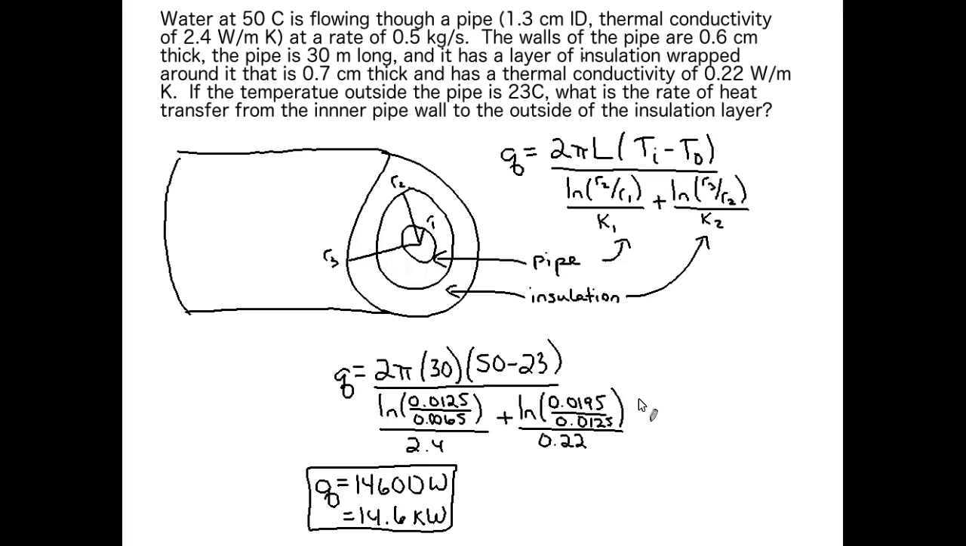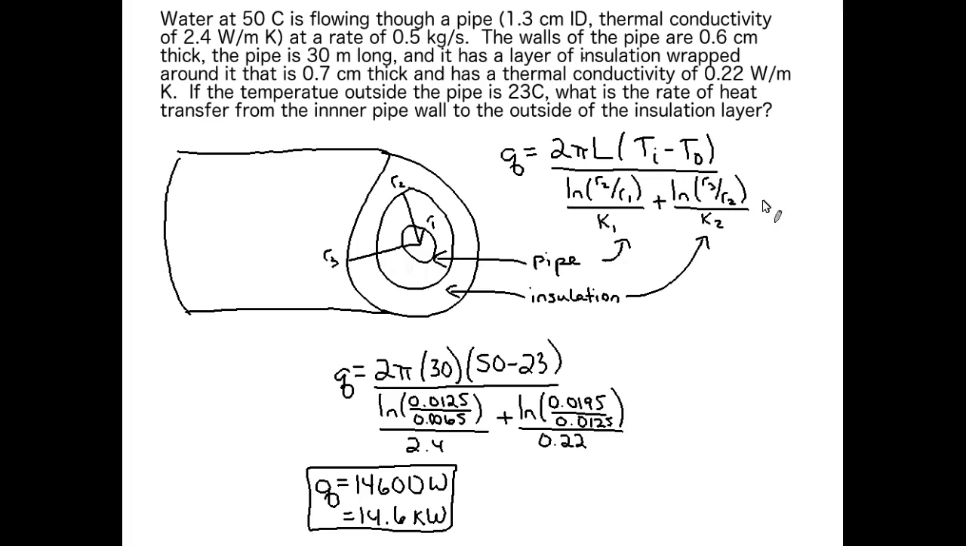Just like in the flat wall equation, if you had a third layer in this pipe, let's say you had another layer of insulation because you wanted to get the heat transfer down even further, you would just add a third term in this denominator, and that would be the natural log of R4 divided by R3, all of that divided by your third thermal conductivity. And you could just keep stacking on terms like that for as many layers on this pipe as you wanted.